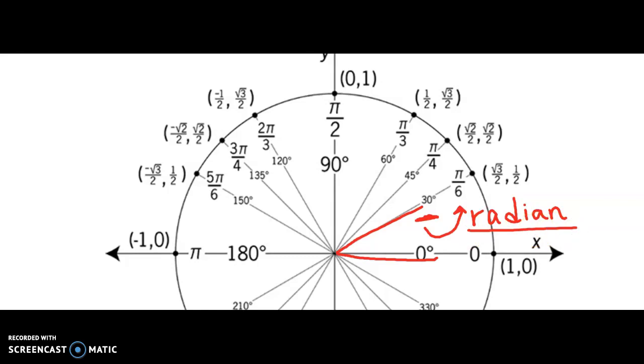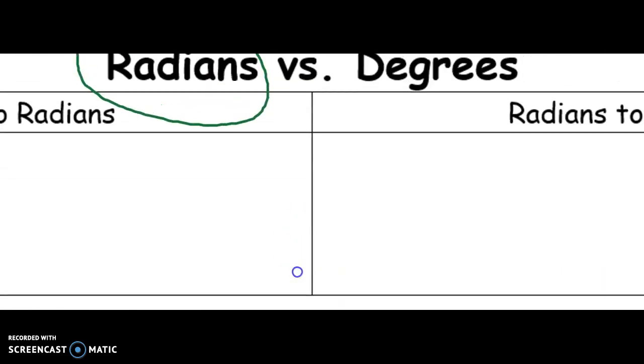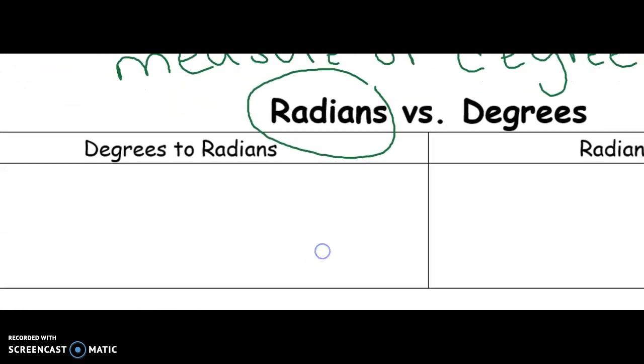Again, there's a video that I had posted to help you understand what a radian is. If you can't understand it, that's fine. Just know that it's another way of measuring a degree. So here we're going to learn how to convert from degrees to radian measures and from radian measures back to degrees. And we'll learn more about the unit circle later. So let's go ahead and learn the formulas.